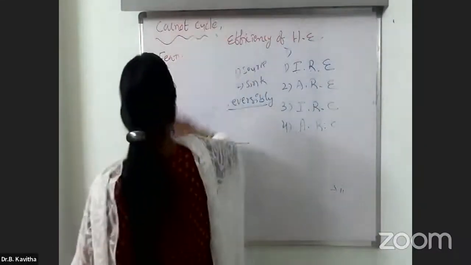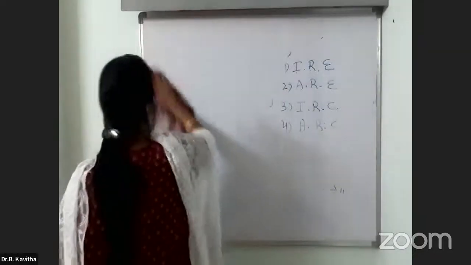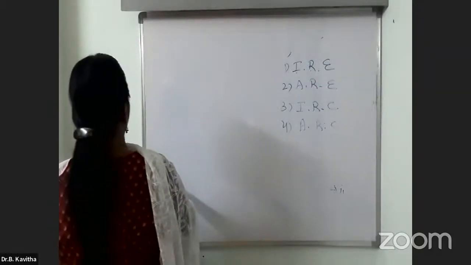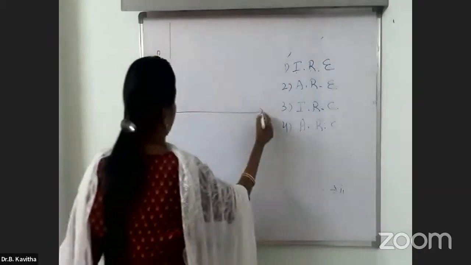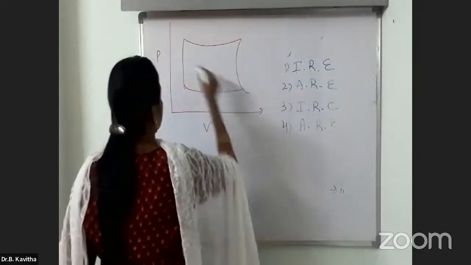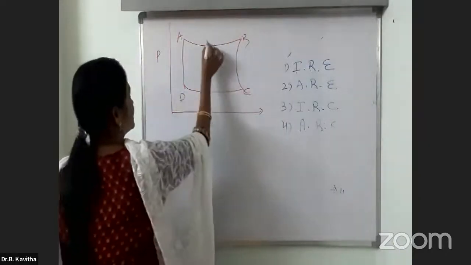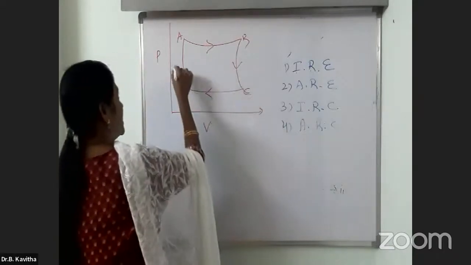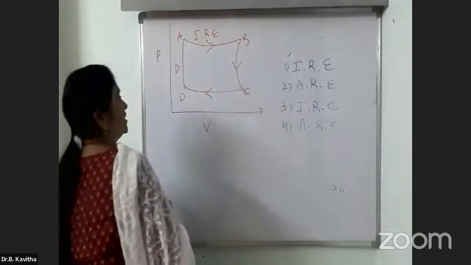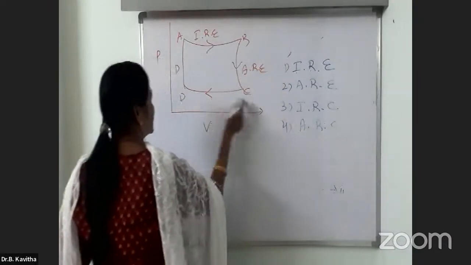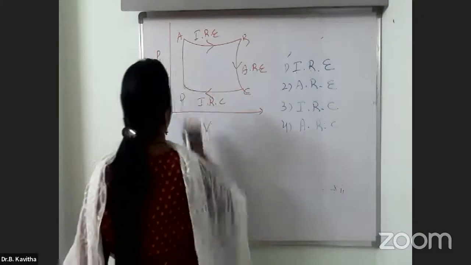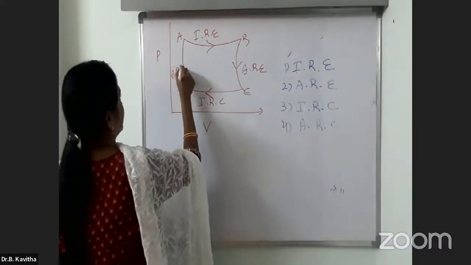When you plot the graph of pressure versus volume of these 4 operations, it gives a complete Carnot cycle like this. This is A, B, C, D. The process goes from A to B, B to C, and C to D. The AB curve explains the first one, isothermal reversible expansion. This is adiabatic reversible expansion. The CD curve explains the isothermal reversible compression, and this DA curve explains the adiabatic reversible compression.